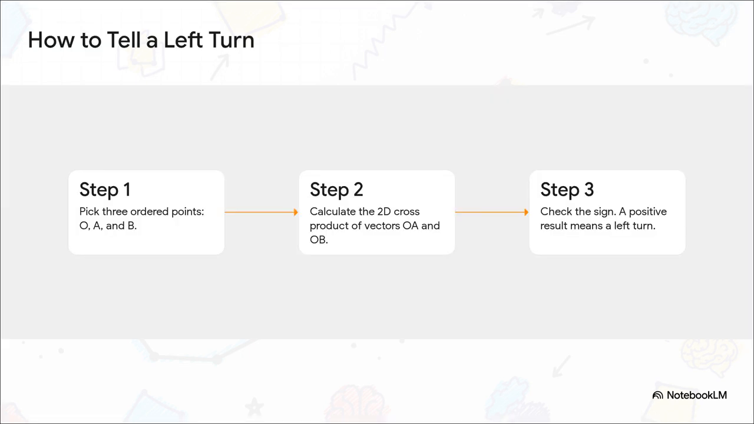So how do we know if it's a left turn? With a neat little math trick using the 2D cross product. Now, don't worry, it sounds more complicated than it is. You take 3 points in order, let's call them O, A, and B. You calculate the cross product between the vector from O to A and the vector from O to B. And here's the really clever part. We don't care about the actual number we get back. All we care about is the sign. If it's positive, that's a left turn. If it's negative, it's a right turn. And if it's 0, well, all 3 points are in a perfectly straight line.